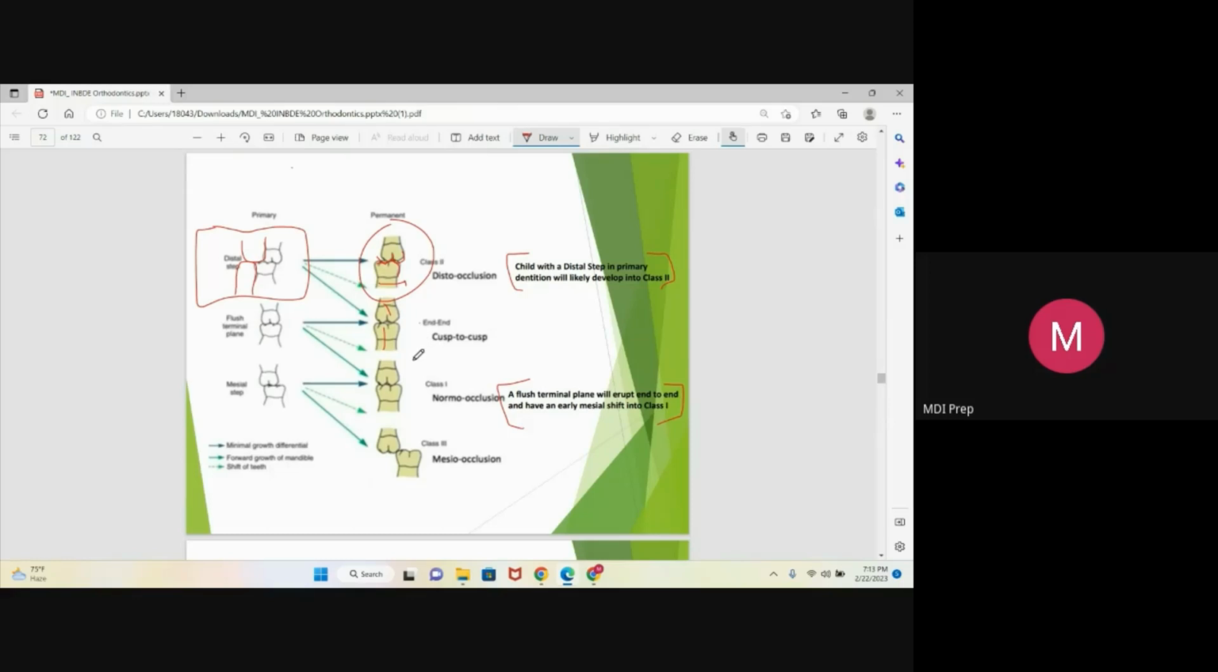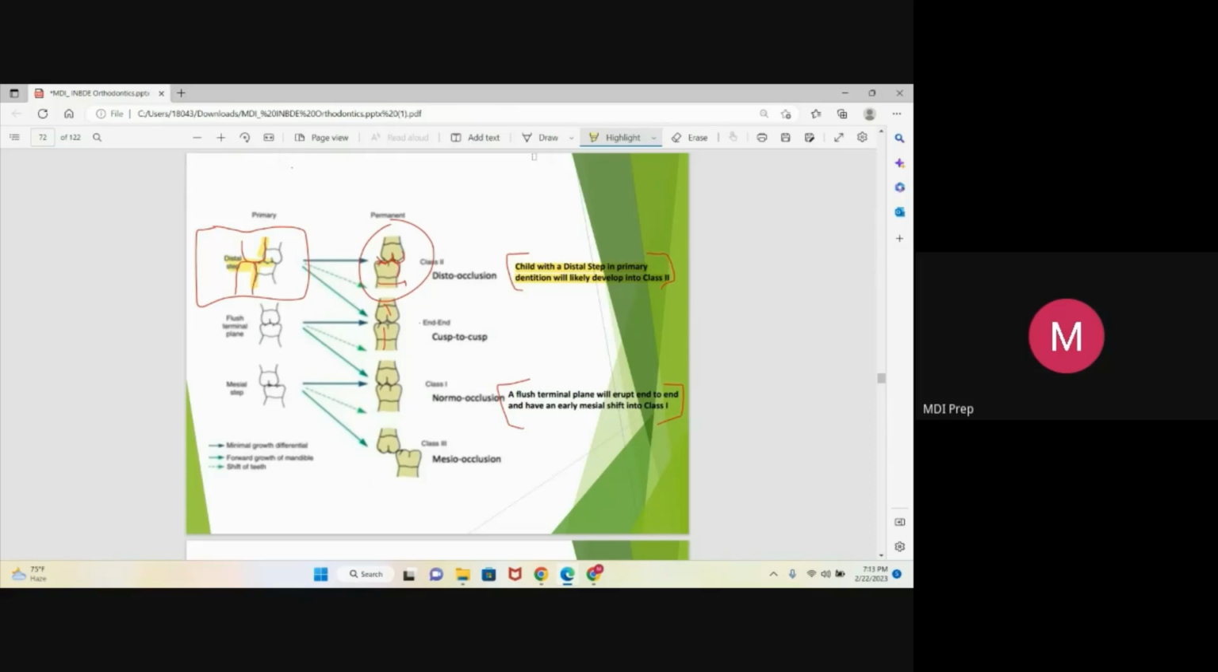The cusp is going to have a lot of force to have to move forward into this cusp-to-cusp relationship as that mandible grows forward. So for that reason, a child with a distal step in our primary dentition will likely develop into a class 2 in our permanent dentition. Again, that's because as they erupt onto this terminal plane, they erupt in a very interdigitated nature that's going to resist the forward growth of the mandible. So that's our first key takeaway.